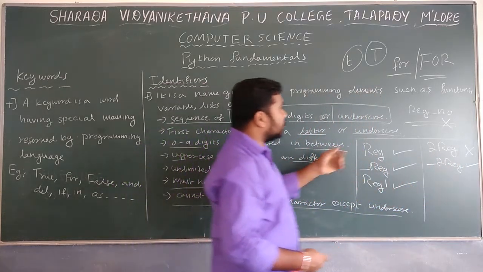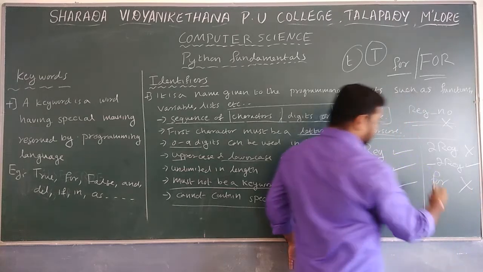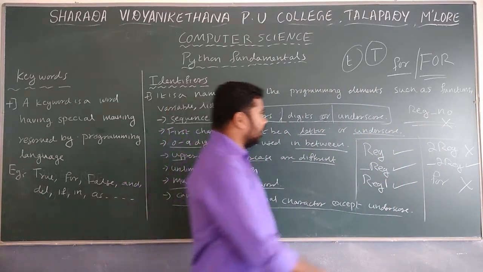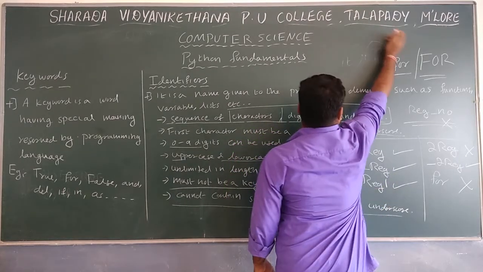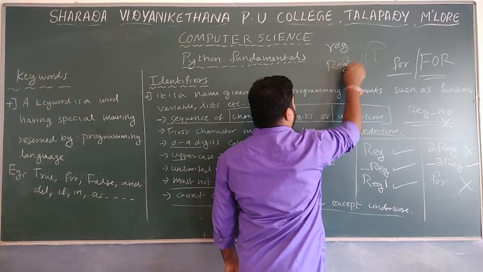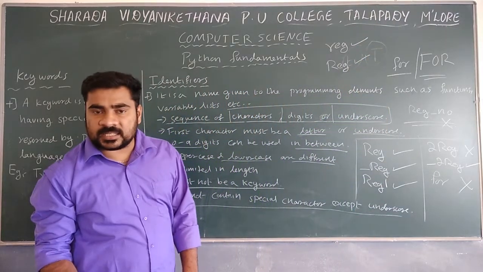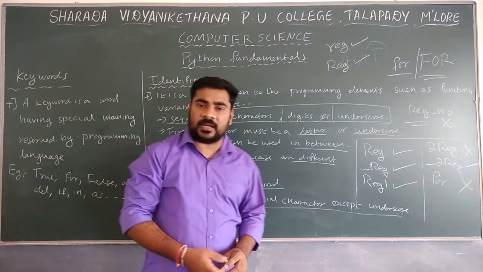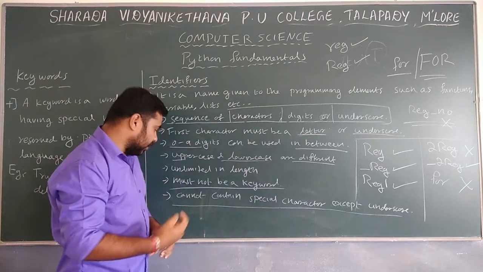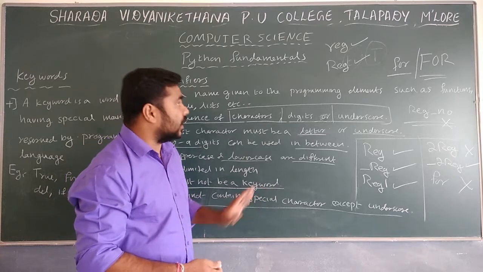Then next one is should not contain a keyword. For example, for. This is not possible. It is a keyword. And uppercase and lowercase are different. For example, if you write register number like this and register number like this, both are different. Only one character is changed. If one letter is uppercase and one letter is lowercase, both are treated as different.